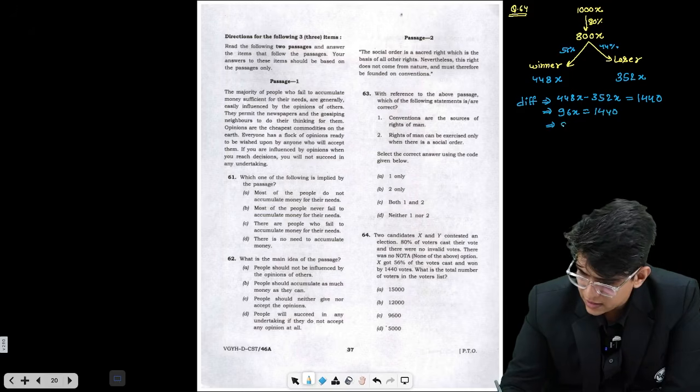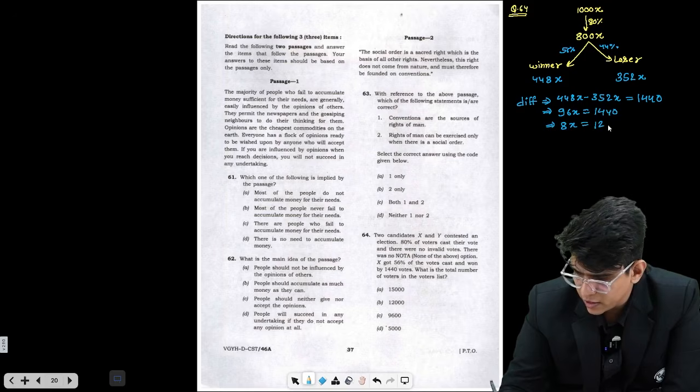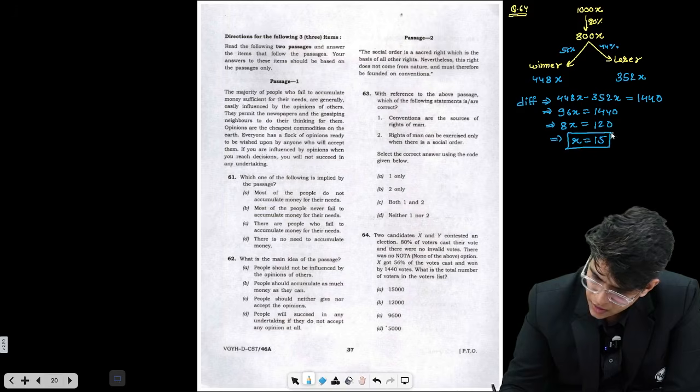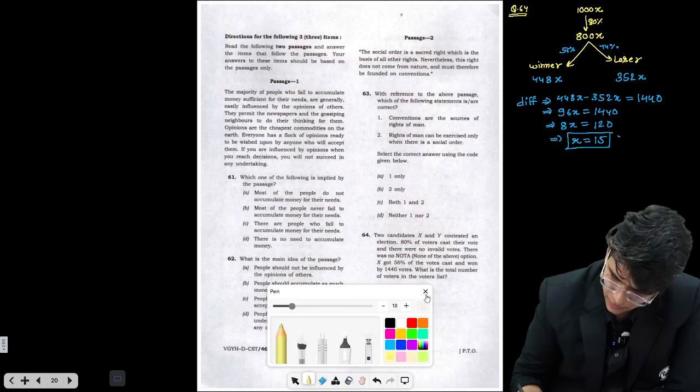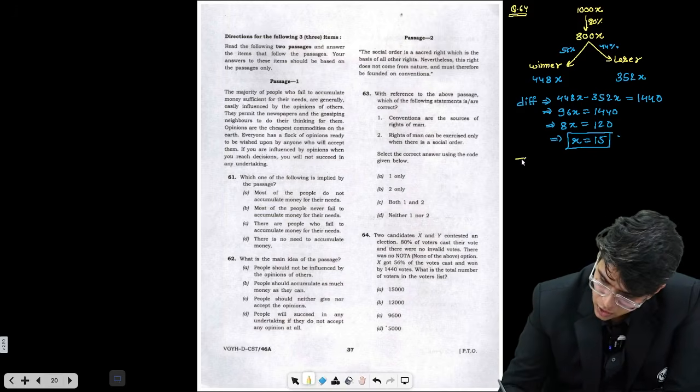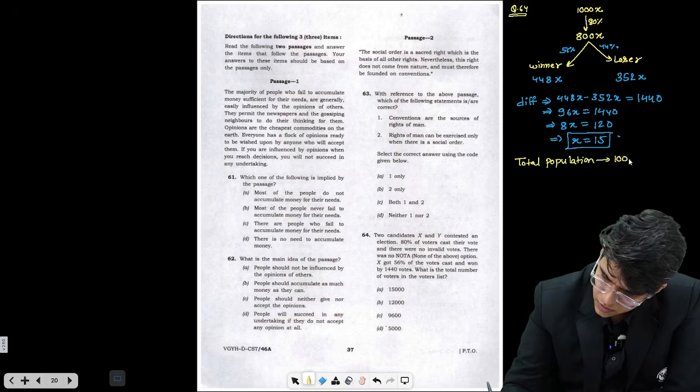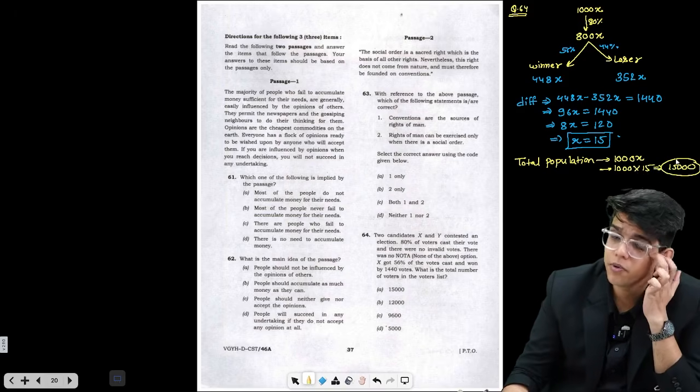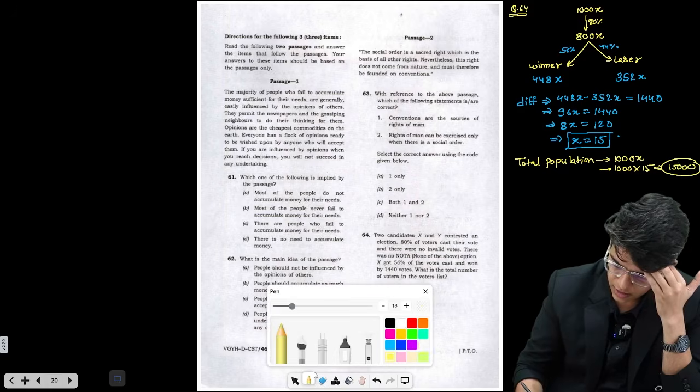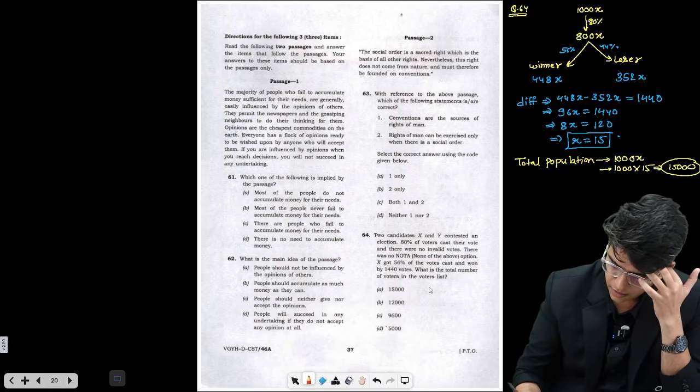12 say if I divide this is 8x, and 12 say if I divide 120x. If I do this, x equals 15. Now x equals 15. If x equals 15, total population is 1000x, 1000 into 15, 15,000. So the total population is nothing but 15,000. The answer to this question is 15,000.